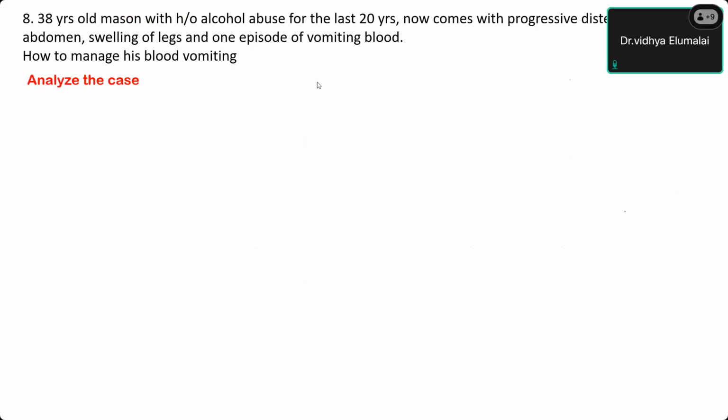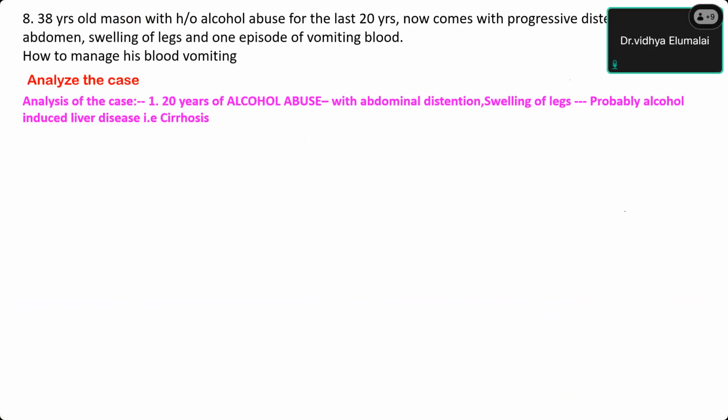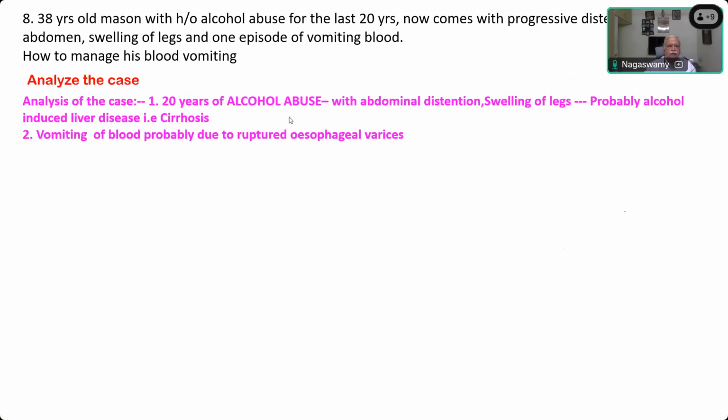Decompensated. What does hematemesis indicate? Portal hypertension. That is the main thing. 20 years of alcohol abuse with abdominal distension, swelling of leg, probably alcohol-induced liver disease, which can be diagnosed as cirrhosis. Vomiting of blood probably due to ruptured esophageal varices, which is probably secondary to portal hypertension. What is the important history you have to elicit?